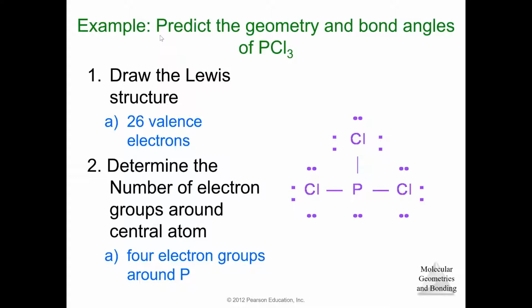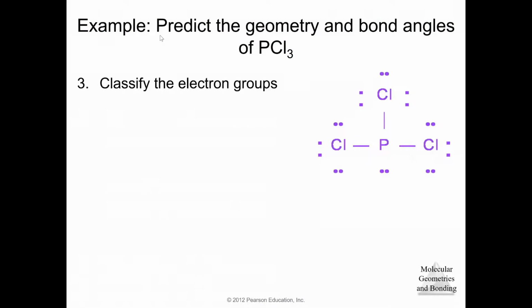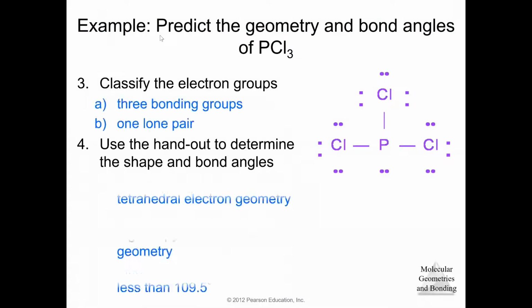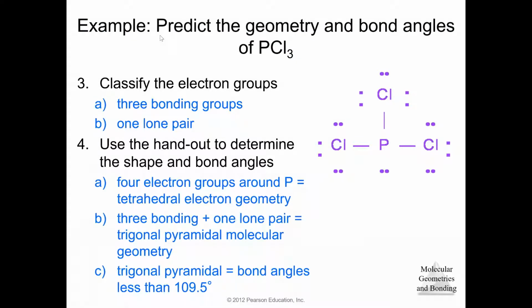Okay. All right. Now, one of them is a lone pair. So that makes the geometry to be what? Trigonal pyramidal. You see that? And it suggests the angle to be less than 109.5 because of the lone pair.